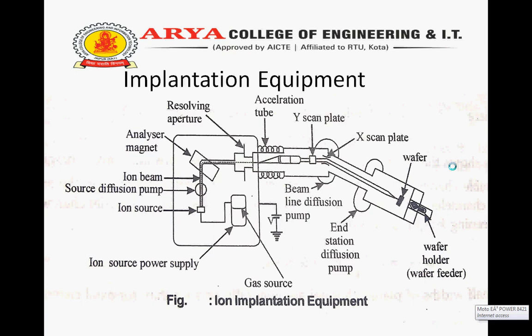Second is energy. The selected ions are accelerated to the implantation energy by the voltage applied to the acceleration tube. Third is dose. The total number of ions entering the target is called dose. If the current is I, then for a beam swept over an area A, the dose phi is given by phi equal to 1 upon qA integration I dt, where the integral is over time t.